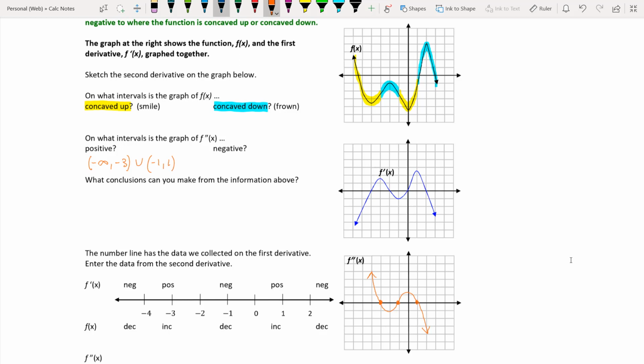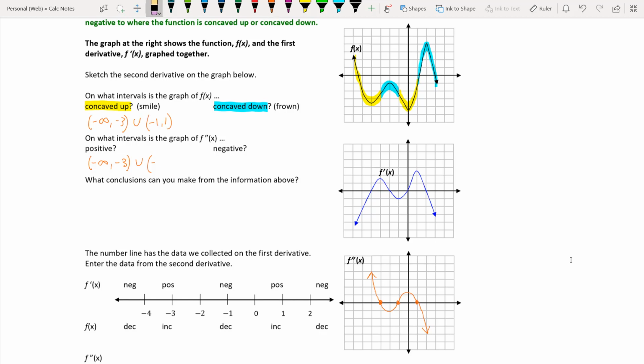And then where was it? On what intervals? Oh, you know what? I got these in the wrong spot. Concave up. Let me go back. I wrote these in the wrong spot. -infinity to -3, smiling, and -1 to 1.